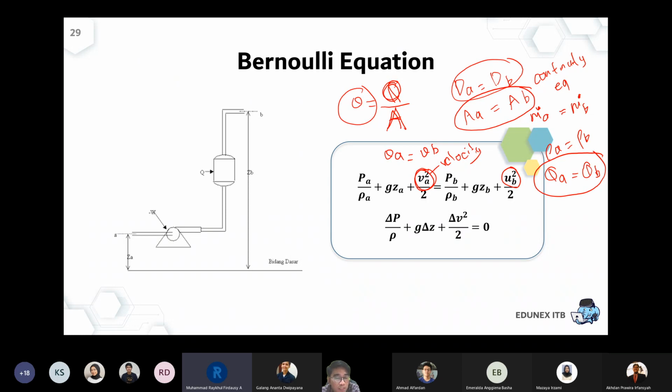If the potential energy is increased, and there is no change in kinetic energy, it means the pressure energy should decrease. So the pressure at A will be higher than the pressure at B because ZA is lower than ZB.